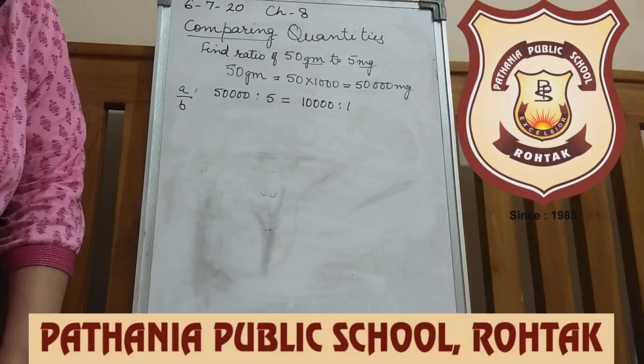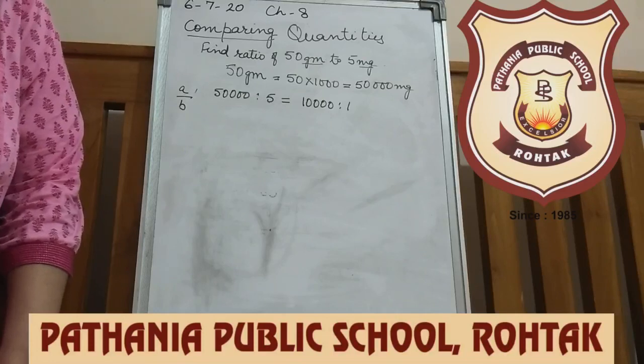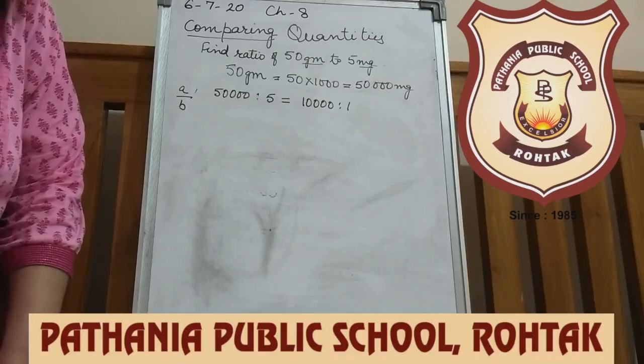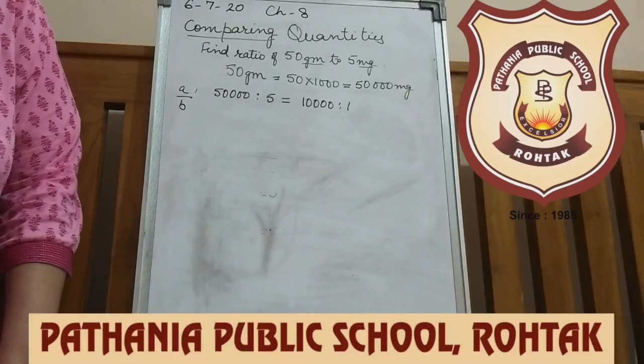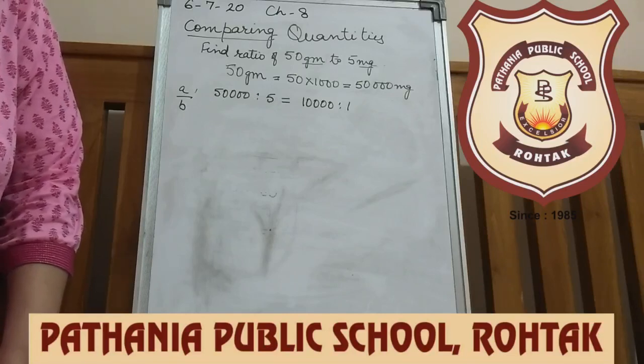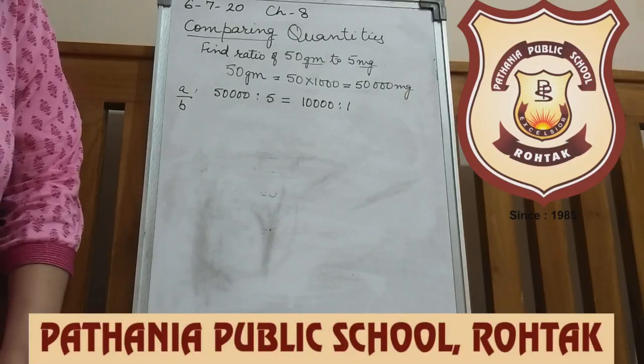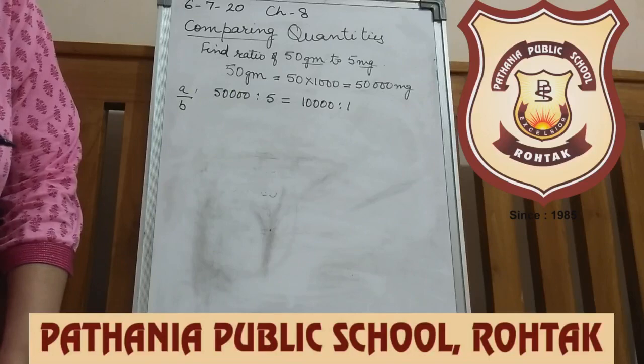So this is today's topic, where you have learnt what is the ratio, what is the simplest form, and what is the way of finding the ratio between the two given quantities. I hope this is clear. So next topic we are going to take in the next class.